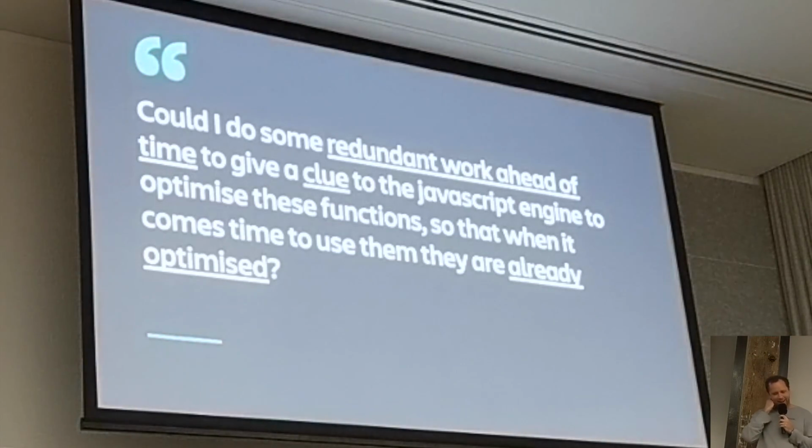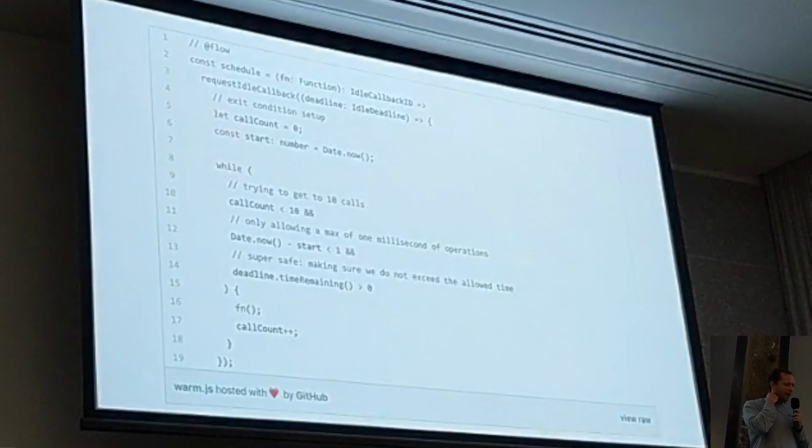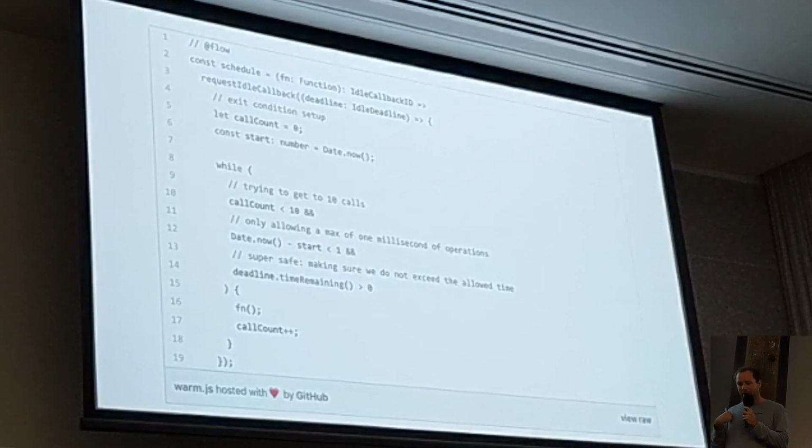So this is a thought I had. Could I do some redundant work ahead of time to give a clue to the JavaScript engine to optimize these functions, so that when it comes time to use them, they are already optimized? Rather than waiting for the browser to optimize it, I'd try to do some work ahead of time to get it to optimize it. Unfortunately, I don't have my pointer, so I can't step through this line by line, but I will do it just pointing my finger. This is the core part of the equation.